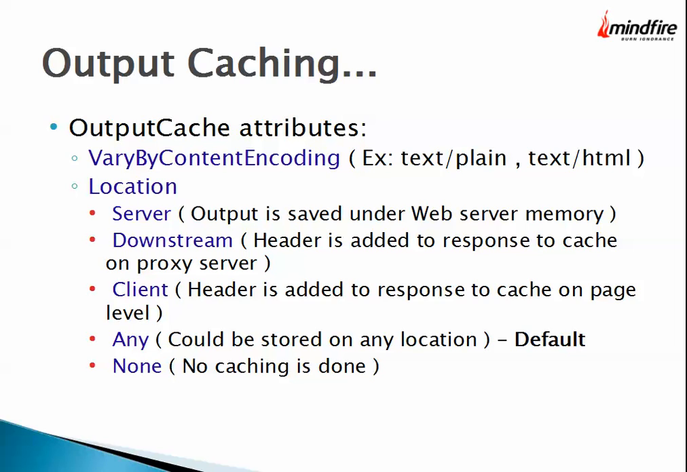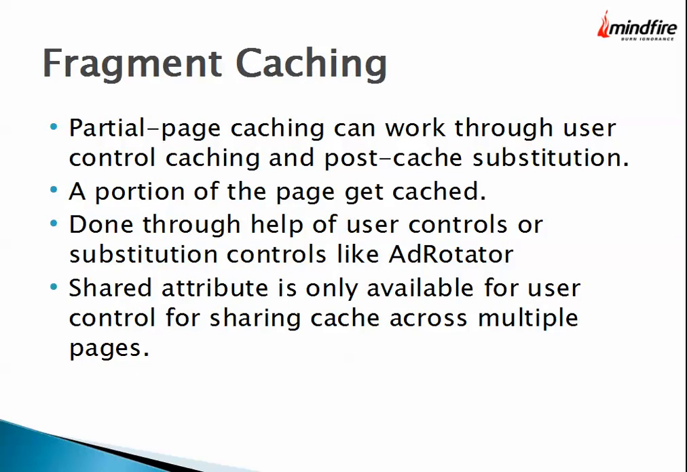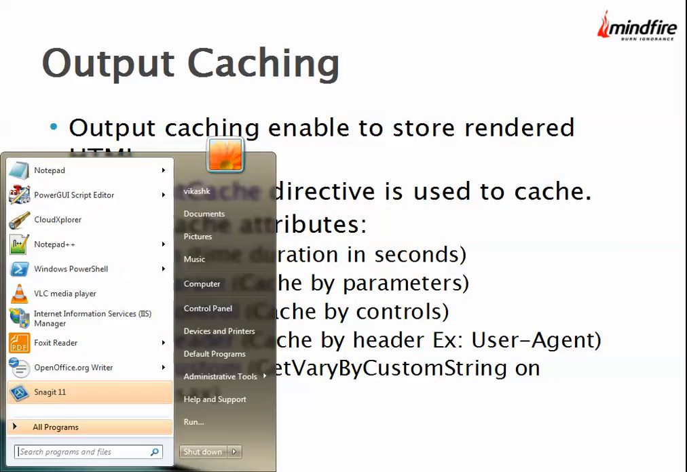The other one is client, directly on the client it would be saved. Any, it is the default, it will choose any of them and save it, meaning it will be detected by ASP.NET itself, and the other is none. So if you put none, it won't work. So let's look at the vary by custom.